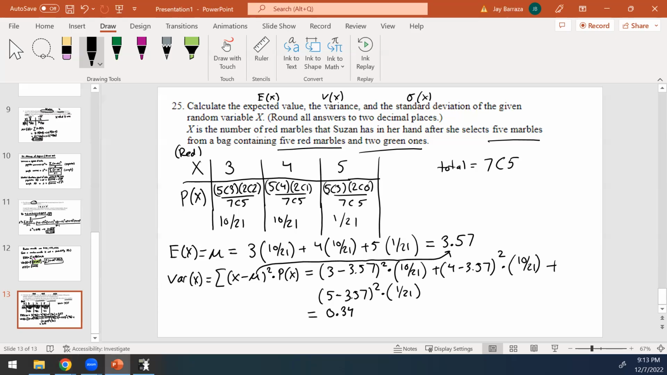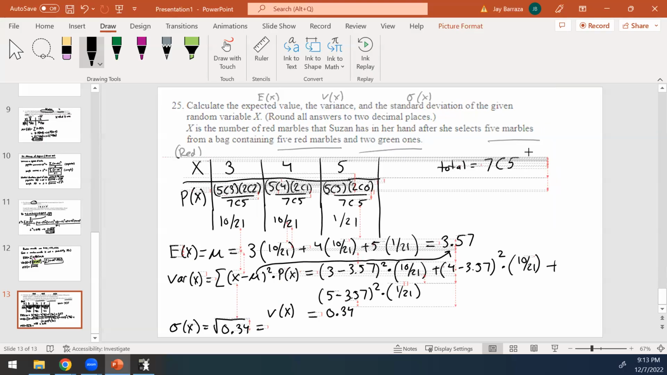The square root of that should be the next answer, but let's just make sure. Yep. Okay, so that's the variance. And then the standard deviation is just the square root of 0.34, which is equal to, let me write it over here.